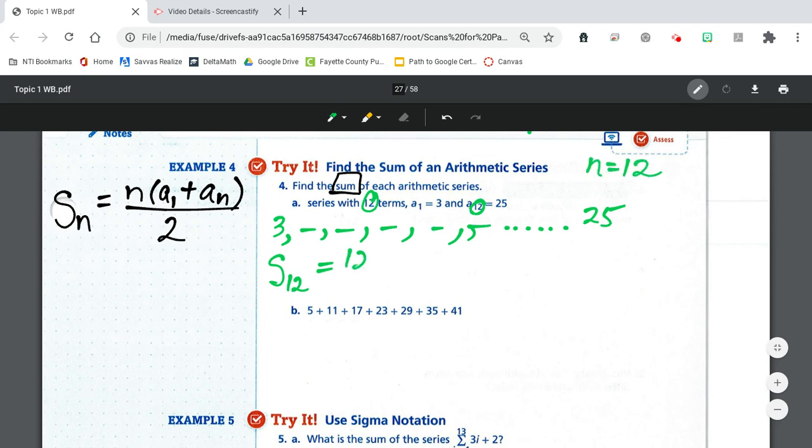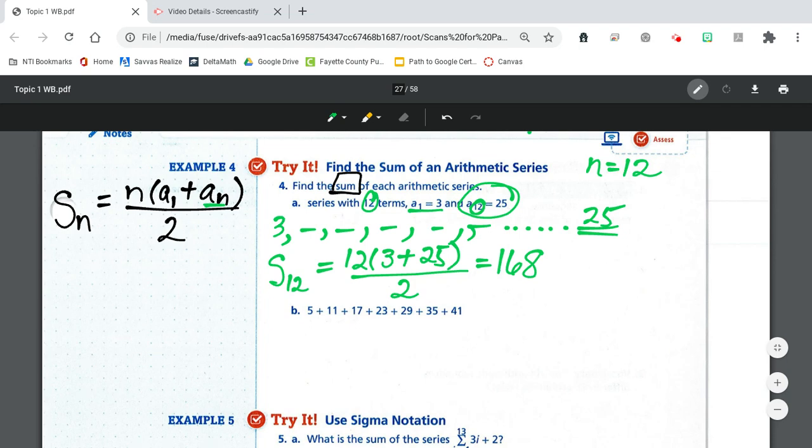So I'll have 12. I know the first term is 3. The last term, a sub n, is this 25, because that's the last term, all over 2. So I'll grab my calculator, I'll type that in, and I'll see that the sum of the first 12 terms is 168. So that's like adding up all those first numbers.